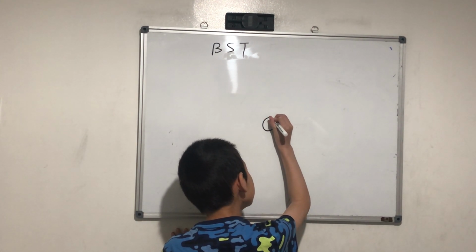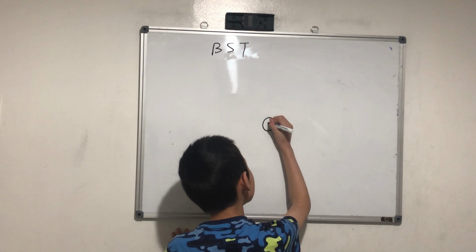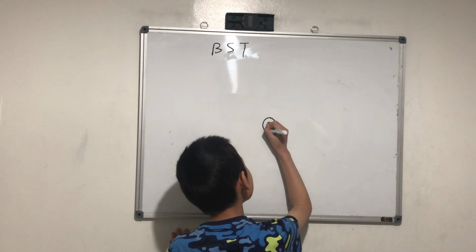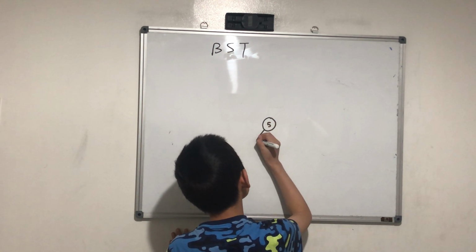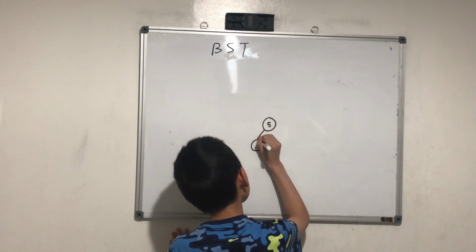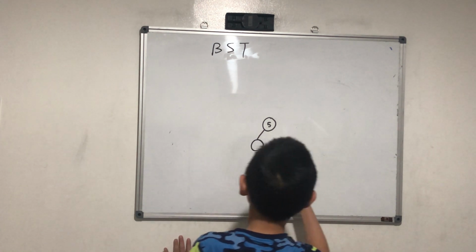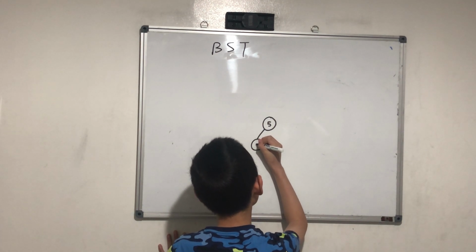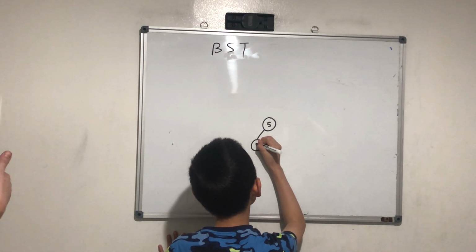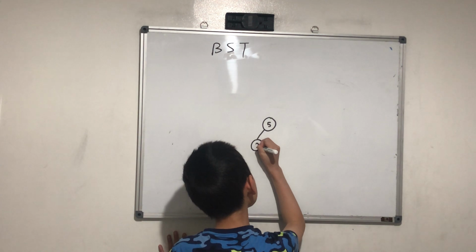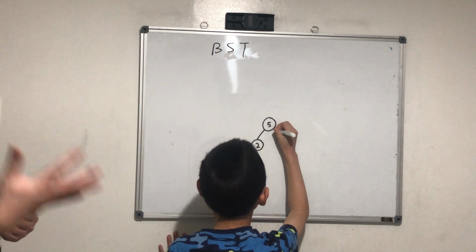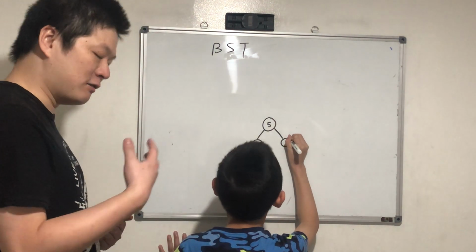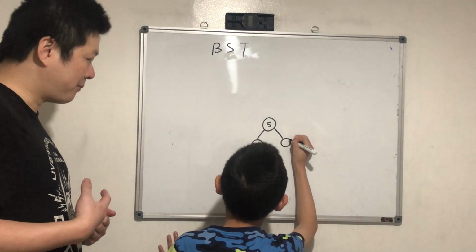You don't need to draw that perfectly. Just draw roughly a binary search tree, okay? A binary search tree is a binary tree, right? But it has to satisfy some requirements. The nodes on the left-hand side are strictly smaller than the parent, and the nodes on the right subtree are strictly bigger than the parent, right? Okay.